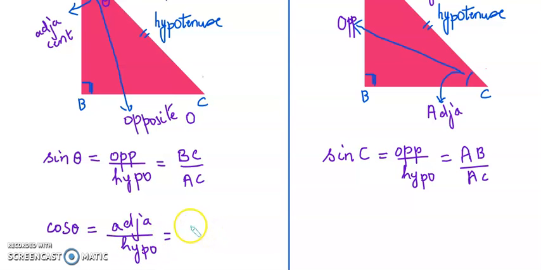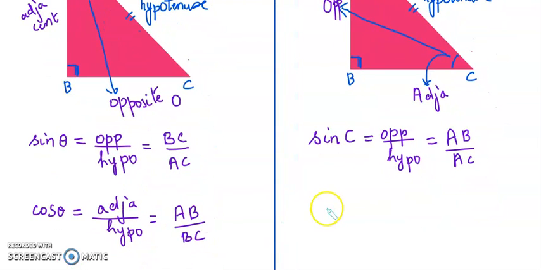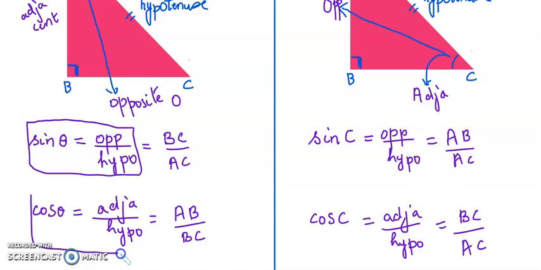So in this case, the adjacent is AB upon BC. You can just see that, right? The next one is cos C. Cos is adjacent upon hypotenuse, which is BC upon AC. So what is the basic rule? Sin theta is opposite upon hypotenuse and cos theta is adjacent upon hypotenuse. That is the key formula or the key ratio that you need to remember. The ratio sides will change according to the acute angle that you are taking.